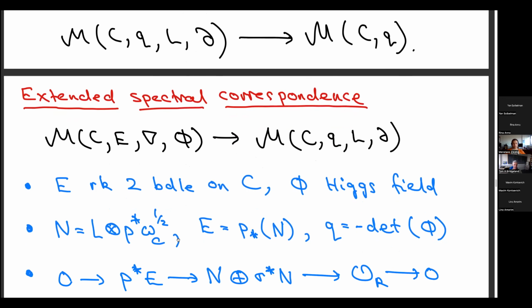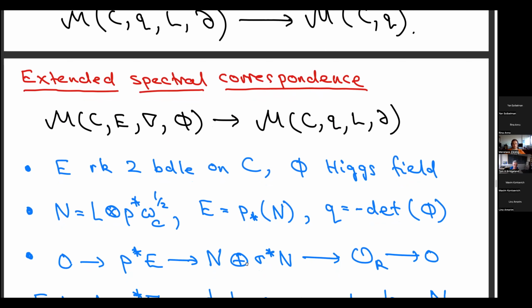If you pull back this bundle, which after all was pushed down like this, it's almost the same as N plus the covering involution applied to N. That would be true away from the branch points, and then at the branch points you have this R, where R is the ramification divisor, in other words, the zeros of the quadratic differential.